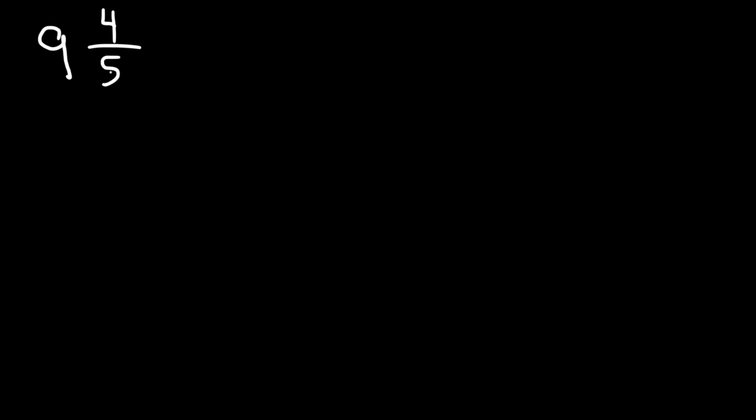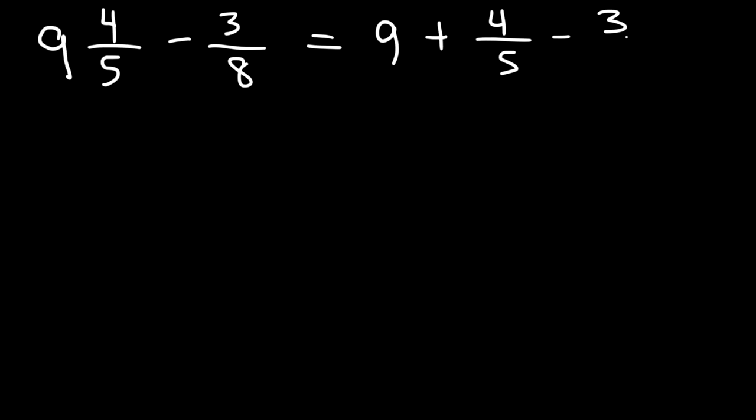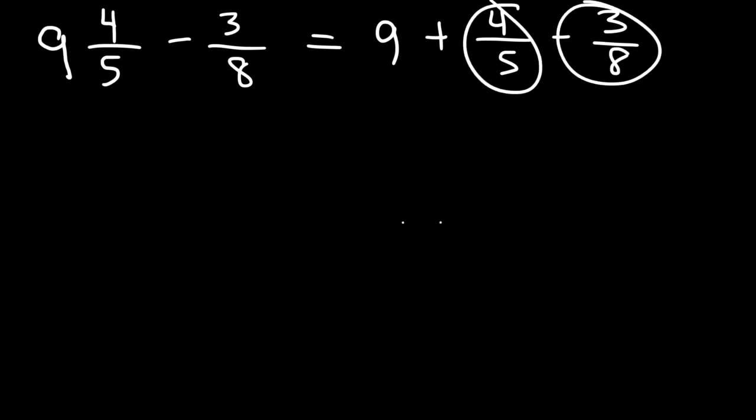Now let's talk about subtracting mixed numbers and fractions with unlike denominators. So this time we have a 5, and here we have an 8. So first, let's expand it. This is 9 plus 4 over 5 minus 3 over 8. Now 4 over 5 is greater than 3 over 8. And so if we subtract those two fractions, we're going to get a positive number, which means we don't need to borrow a 1 from the 9.